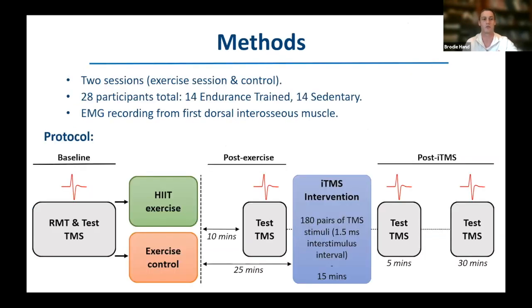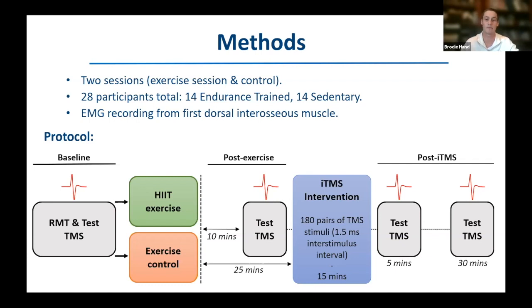The study was a crossover design that included 2 experimental sessions that were randomized in order. One session included an acute bout of HIIT exercise, and another was a control session. 28 subjects took part in this study. One group consisted of 14 endurance-trained cyclists, ranging from highly motivated recreational riders and local racers right through to professional tour-level cyclists. And a second group consisted of 14 sedentary individuals who did not complete any structured exercise regime.